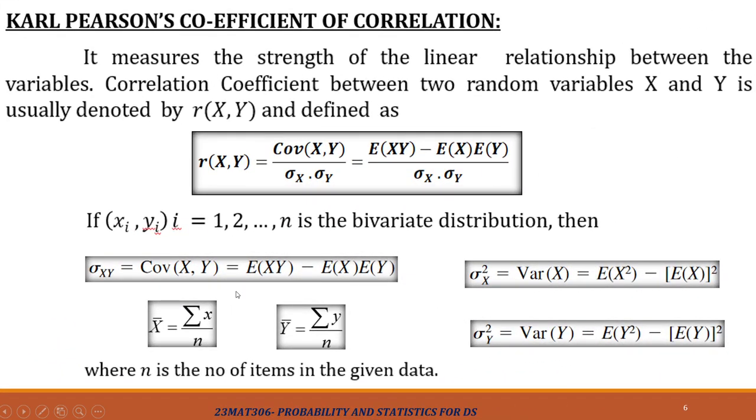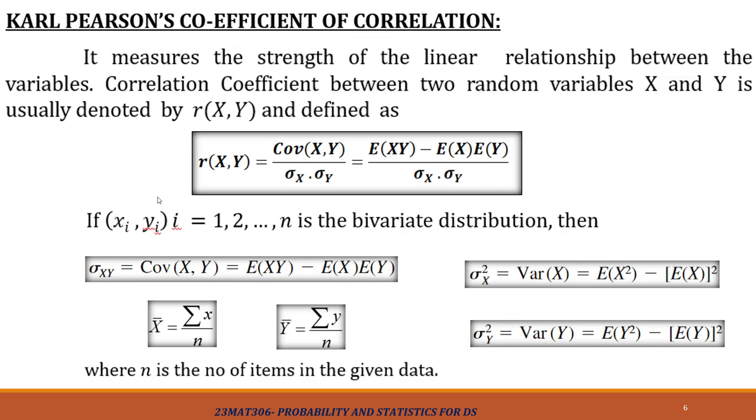Next, we will see about the Pearson coefficient. It measures the strength of the linear relationship between the variables. Mainly, it has a linear relationship. So the correlation coefficient between two random variables is given by this formula, which is equivalent to the covariance of x comma y divided by the standard deviation of x into the standard deviation of y. We know that covariance equals the expected value of xy minus the expected value of x into the expected value of y.